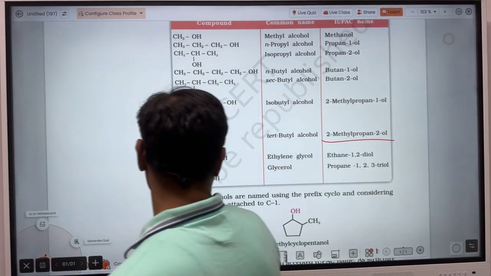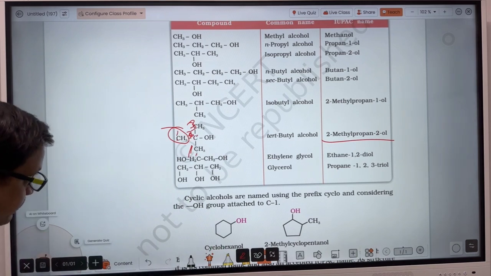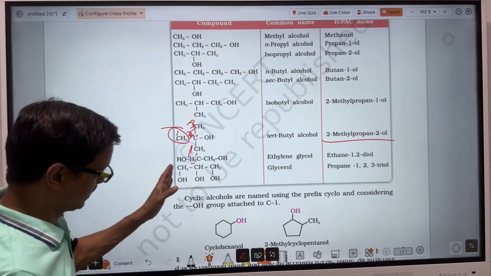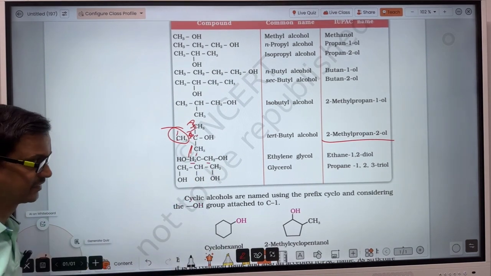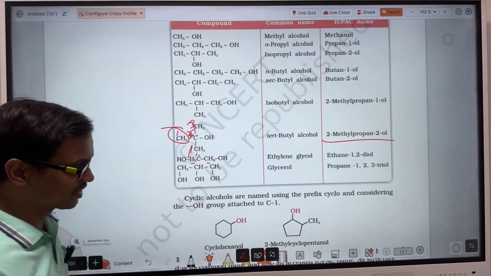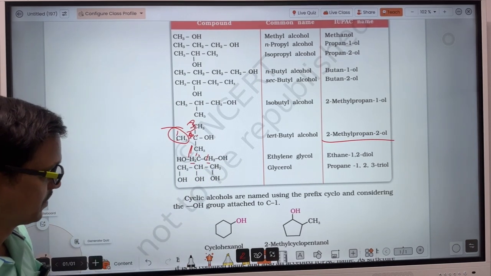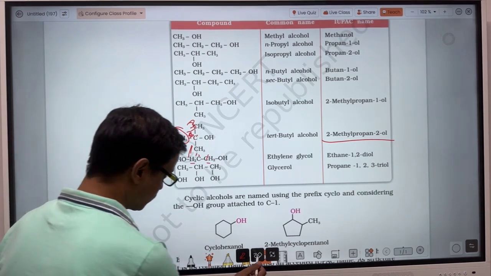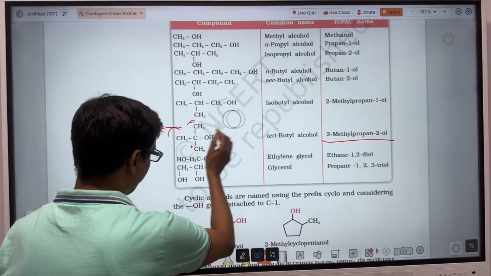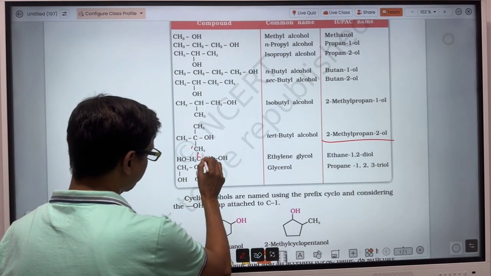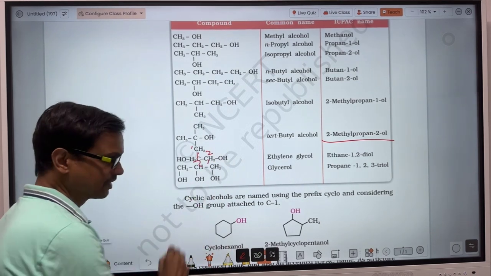Now let's see about this compound. Here is OH, here is also OH. So this carbon must be included in the main chain, and this carbon is also included in the main chain. So during the IUPAC nomenclature, what to do? You have to do the numbering 1, 2 or 1, 2, it doesn't matter.